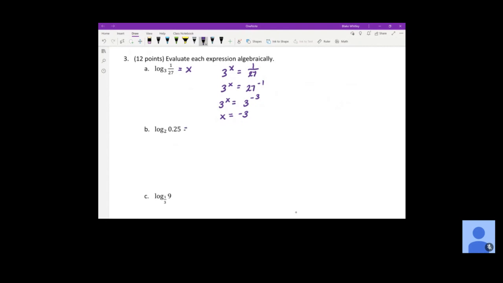So let's look at the next one. I'm going to use a different variable this time. So what's that equation going to look like once we switch it over to exponential form? Okay, good. So 2 to the y equals 0.25.